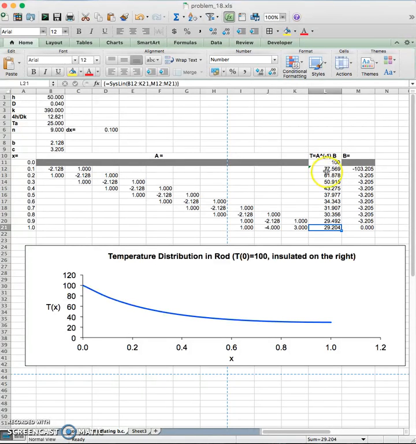After you use syslin, now you have the temperatures. You can plot the temperatures as a function of x. You can see this curve, and we see that we impose the boundary conditions properly. The temperature on the left is 100, and the slope, which is the derivative here, is 0. It's flat, right? So the curve is flat, the slope is 0, which means the flux is 0, and that is exactly the boundary condition we impose on the right.